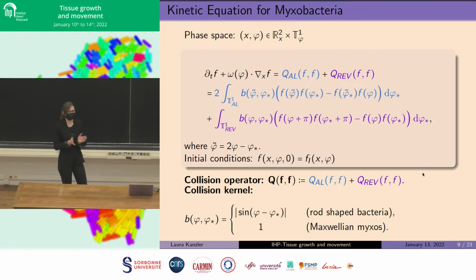It comes really from the modeling, and it comes from the rod shape of a bacterium. You can see it as how much one rod sees of the other. So if you think of two vectors, it's basically the projection of one vector onto the other, and it tells how much one bacterium sees of the other. And the other one, as we call it, Maxwellian mixes, is where the collision cross-section is just equal to 1, mimicking the gas dynamics of Maxwellian particles. This we also consider.